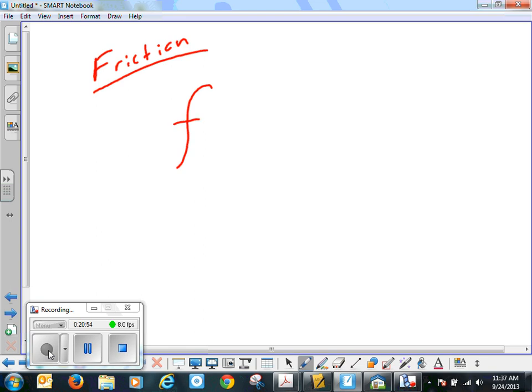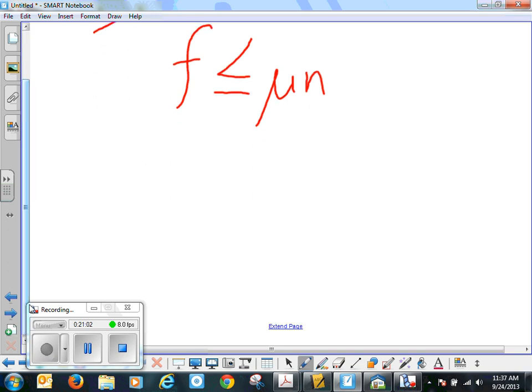So the actual formula for friction, and we'll talk about this later, is less than or equal to the coefficient times the normal. We'll talk about that in great detail. Thanks for bringing that up, though, Tyler.